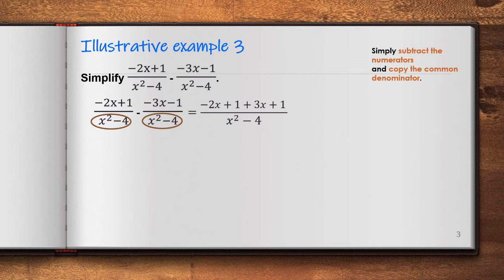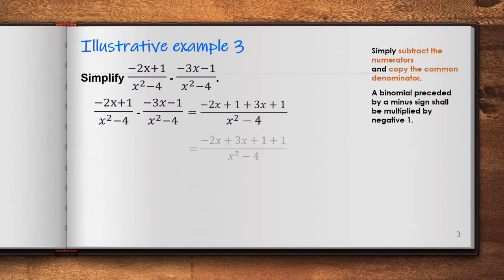Negative 3x times negative 1 is positive 3x. Negative 1 times negative 1 is positive 1. Now, let's combine like terms. Combine −2x and positive 3x, then combine positive 1 and positive 1. So, the numerator became like that. Then, −2x plus 3x is x and 1 plus 1 is 2. So, the numerator is now x + 2.